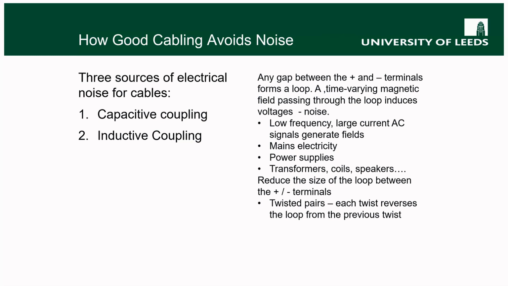So how you have to defeat that is to reduce the size of the loop between the plus and minus terminals. And this is where twisted pairs come in. Each time you twist the cable, you form a little loop, but then the next twist undoes the effect of that loop by reversing it. So the twisted pairs then have a minimum amount of area between the two conductors, and that's how they're avoiding inductive pickup.